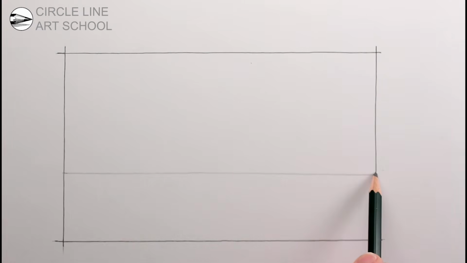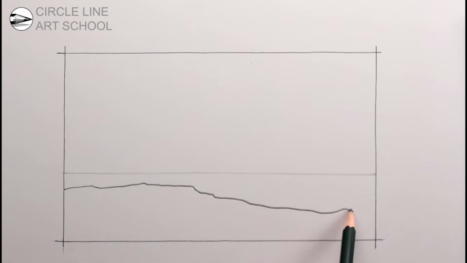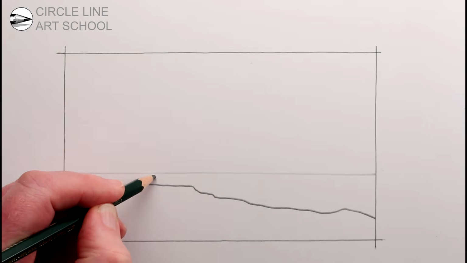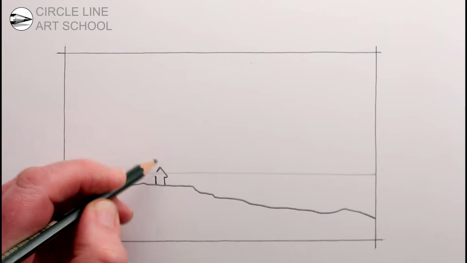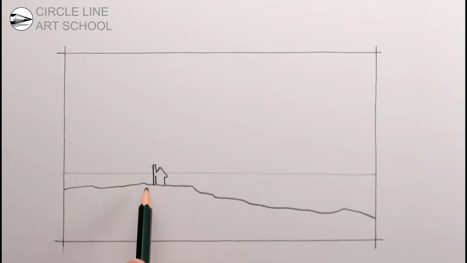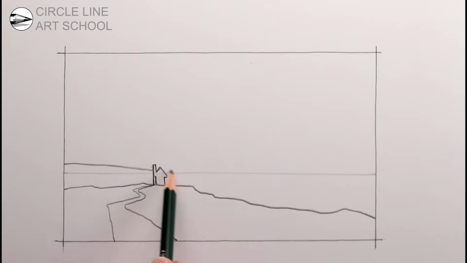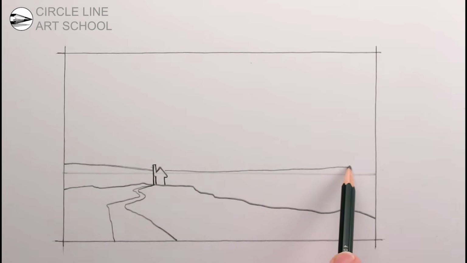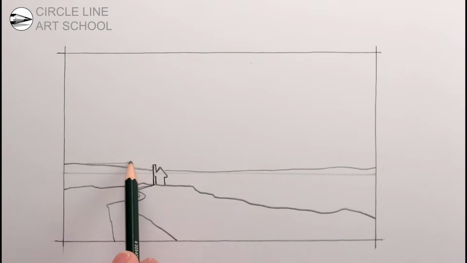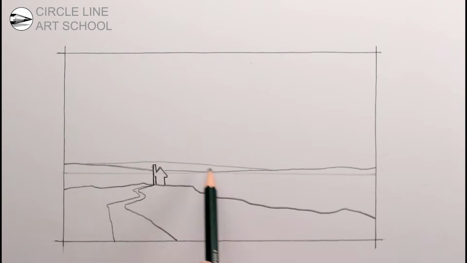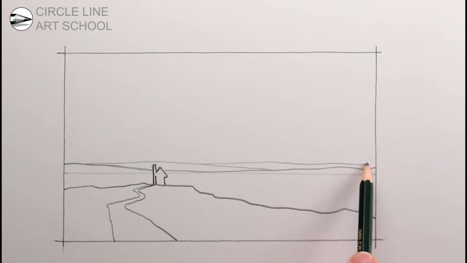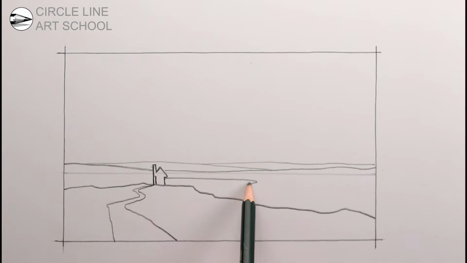The first step is to draw the nearest ridge of a landscape, just as a simple outline, and then a path that narrows towards a distant building on the ridge. Next, using a softer outline, we can draw a series of hills into the distance. And add a river between the foreground and the background.